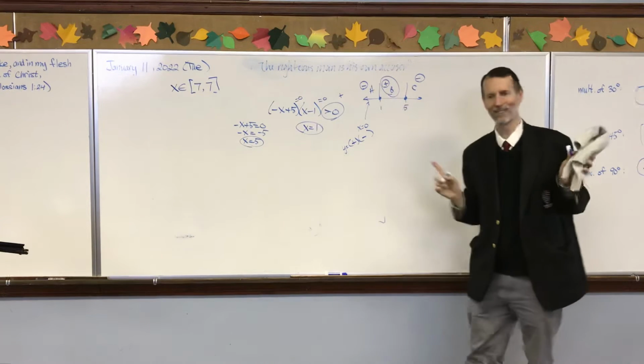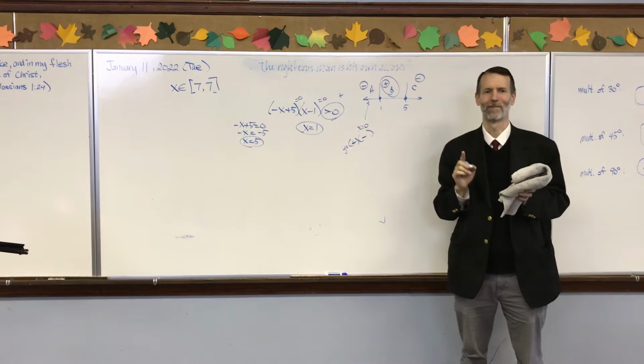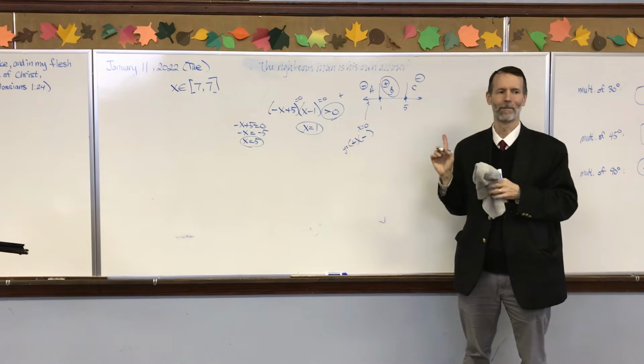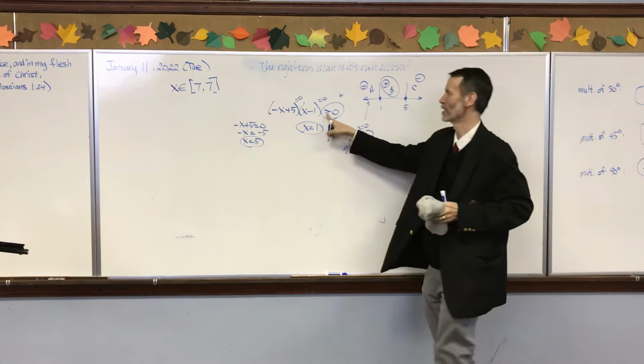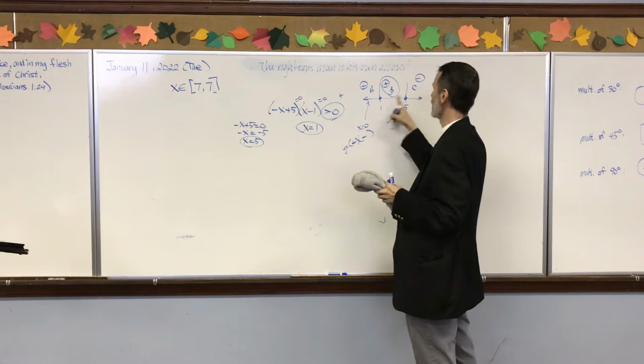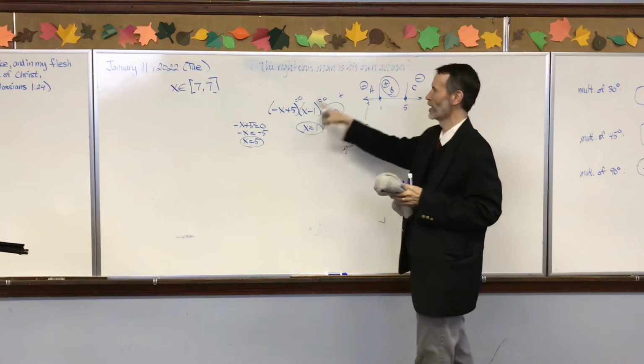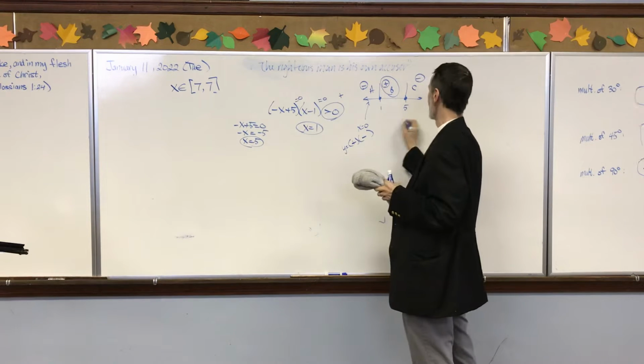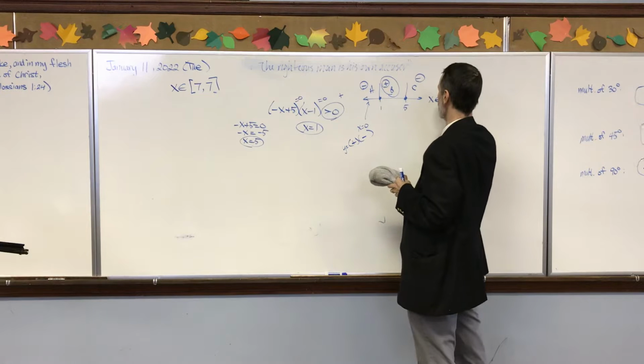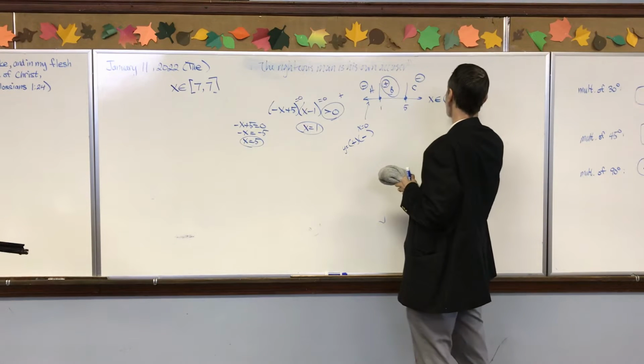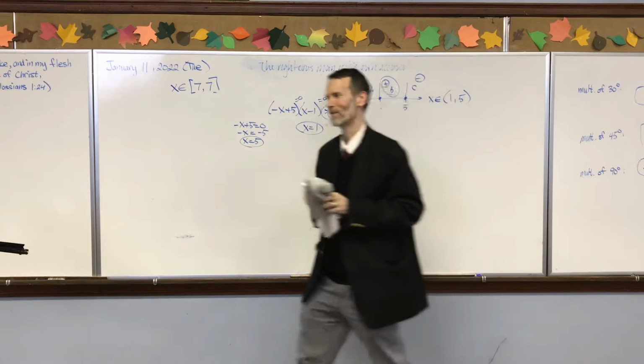Did they want the ends? No, they did not, correct. Otherwise it'd be greater than or equal to. These would be safe to give them for ends, but they weren't interested in them. So the final answer should be x belongs to round bracket 1, comma 5, round bracket. Does that make sense?